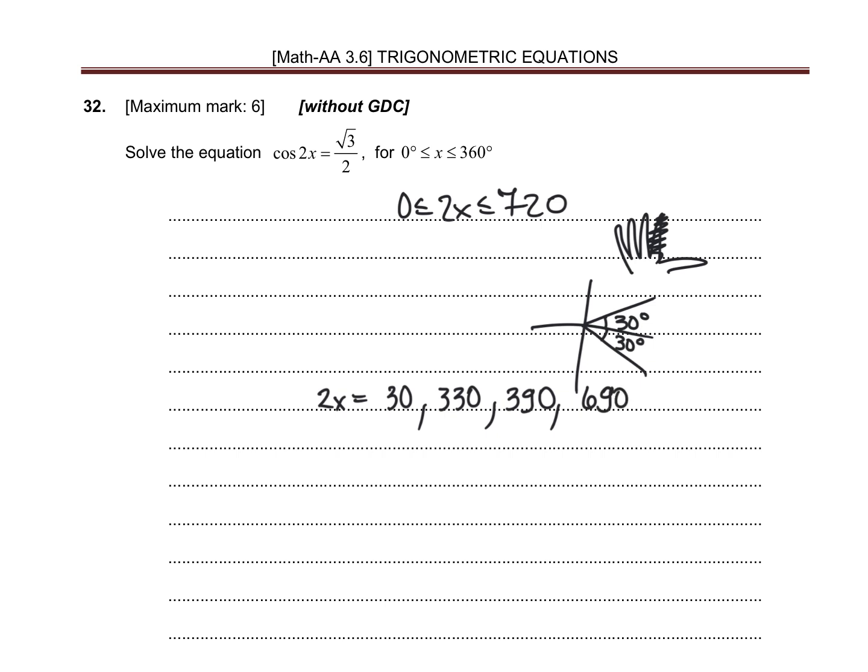Okay, so now we just divide by 2. So we have 15. And then 330 divided by 2 is 165. 390 divided by 2 is 195 degrees. And then 690 divided by 2 is 345 degrees.